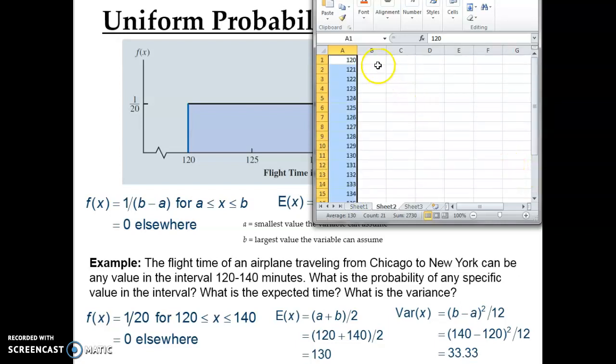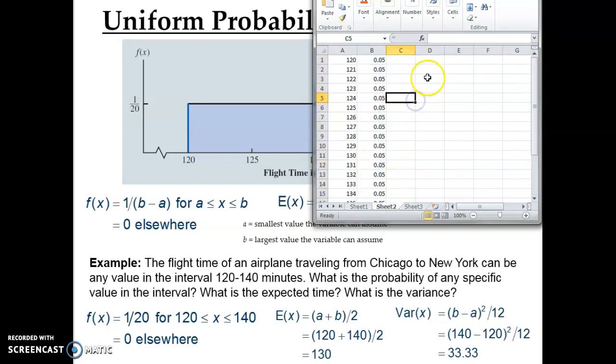The next column, we're going to put our formula for probability. And that's 1 divided by the higher value minus the lower value. So we're going to put equals 1 divided by, now we know that it's 140 minus 120, so we can just put 20 in here. And there we go. There's a 5% probability of getting a 120-minute flight time. And if we drag this down, we'll see that that's the same for all of the values, 5%.